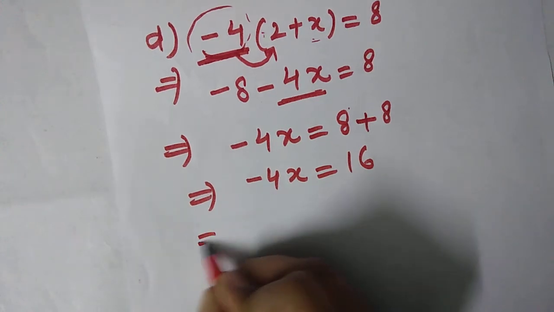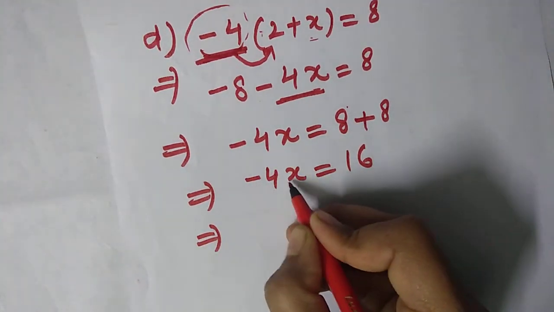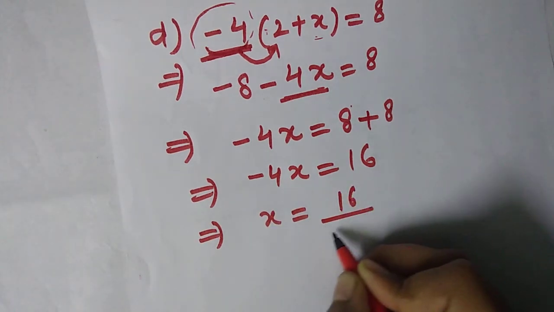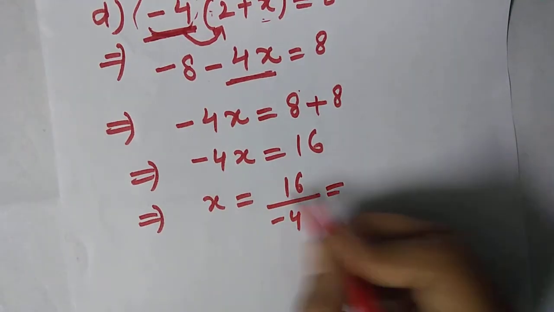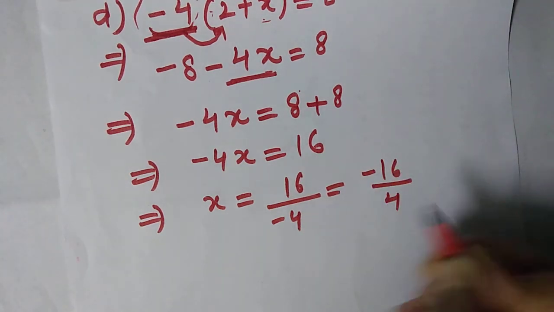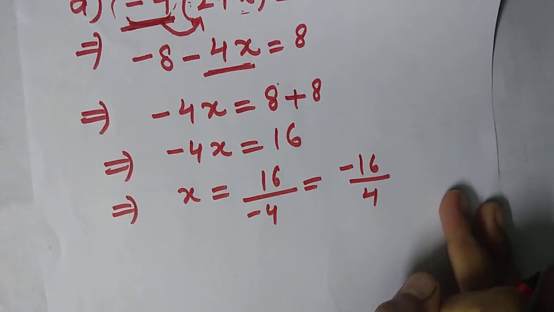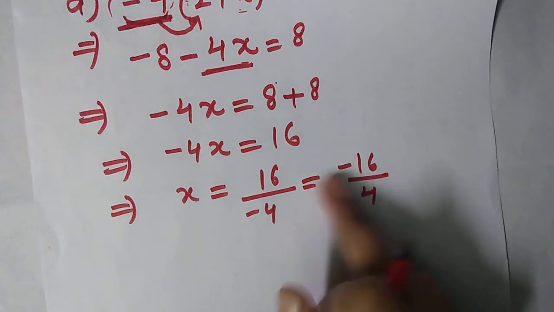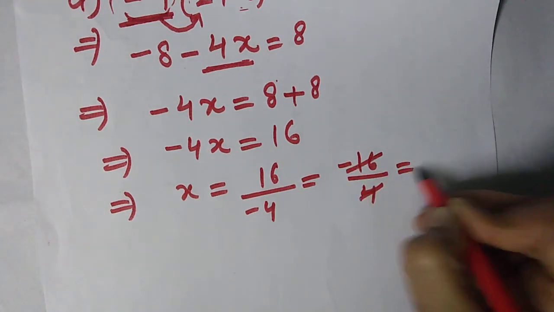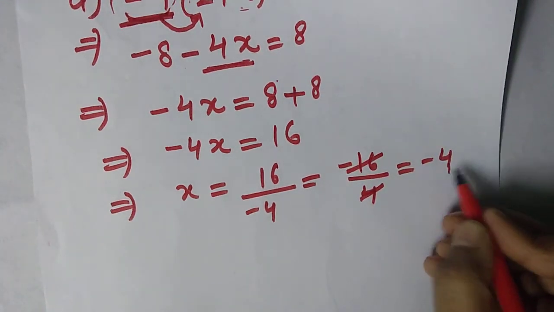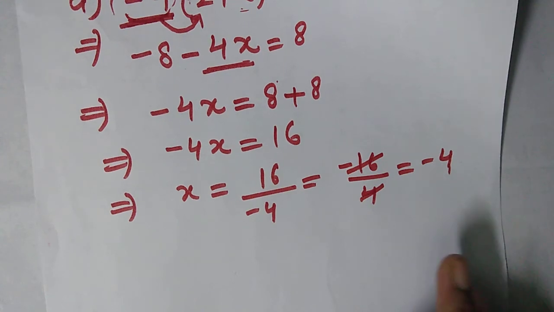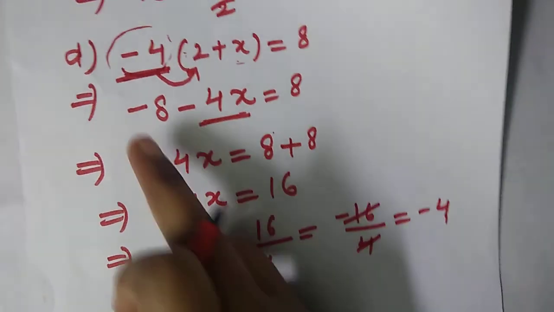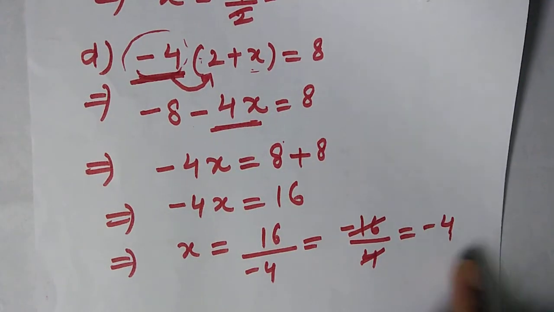Now this minus 4 is in multiplication with x, so if it changes its side, it will be in division. So this can be written as minus 16 by 4, because this is the standard form. The denominator cannot be negative, so I have written the numerator as negative. Now this is minus 4. So x is equal to minus 4 is the answer of the given equation, the value of x that satisfies the given equation.